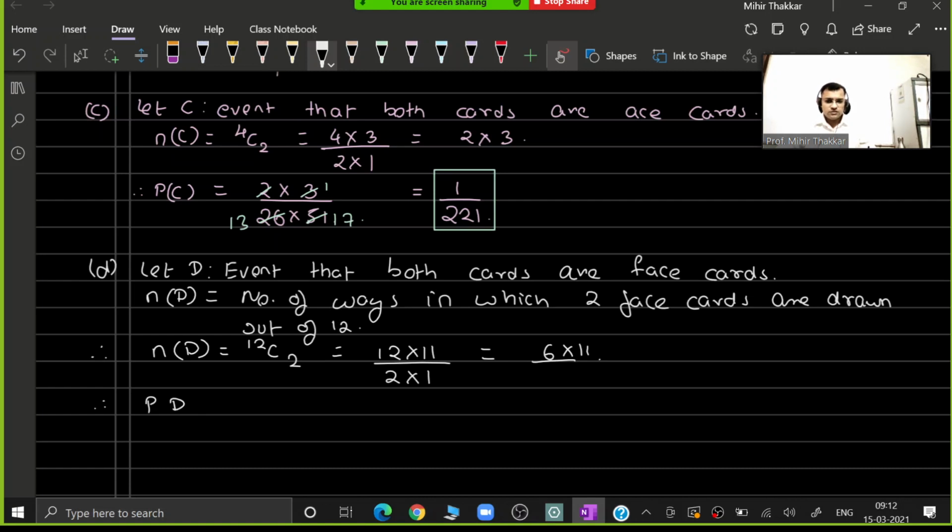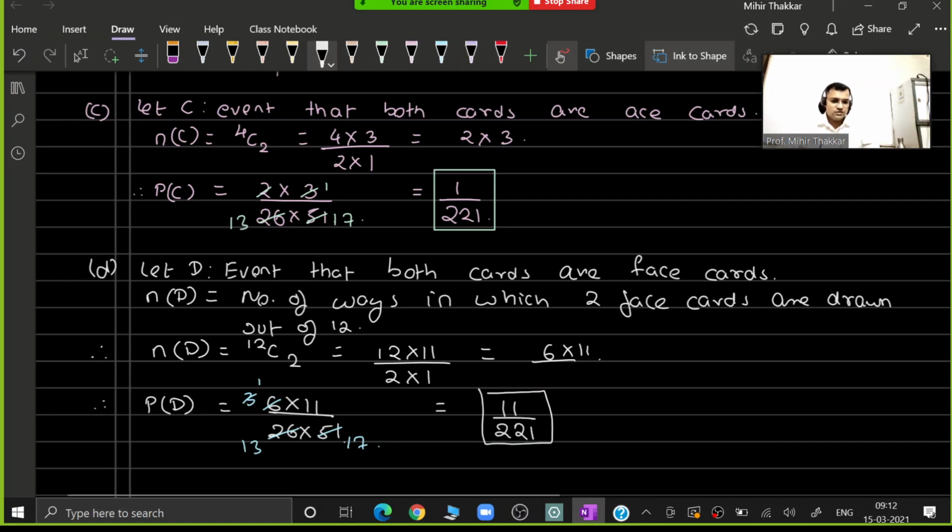Therefore, P of D will become 6 into 11 upon 26 multiplied by 51. So in this case, this will get cancelled with 2, giving me 3 and 13. Now this will go with 17. So ultimately I will get over here 11 upon 13 into 17. As we saw in the above case, that was 221. So 11 divided by 221 comes out to be the answer.